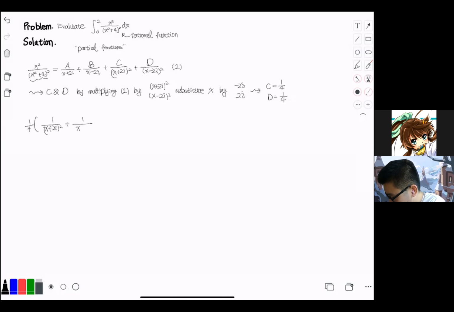So this will just be (x + 2i) squared plus (x − 2i) squared over 1, which is equal to 1 over 4 times (x squared plus 4) squared. And the numerator is just 2 times (x squared minus 4). So this will become 2 times (x squared minus 4) over (x squared plus 4) squared. And we move this to the left-hand side.